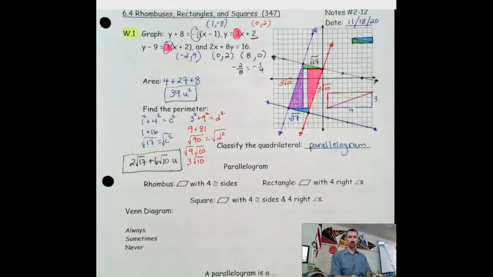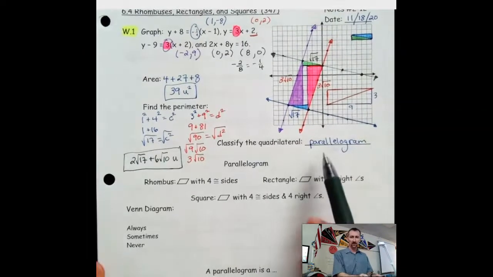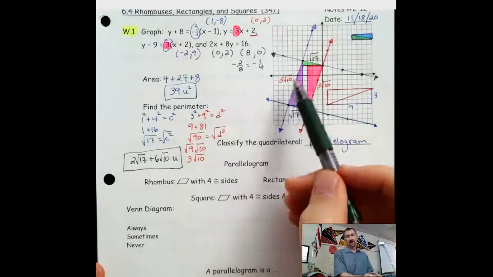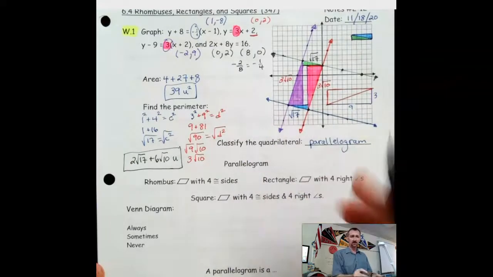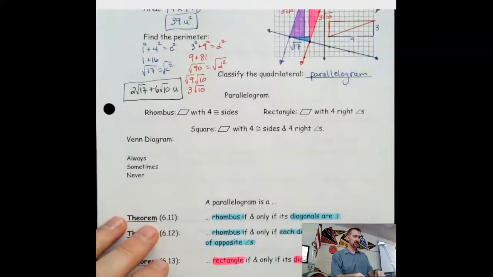Alright, so that's our warm-up question. There's a lot of stuff going on there. That's why we like those questions. You got the question about the parallelogram, you got graphing lines, you have the Pythagorean theorem to find sides, finding areas. So there's a lot of good stuff in that question. Okay, let's move on to today's lesson.